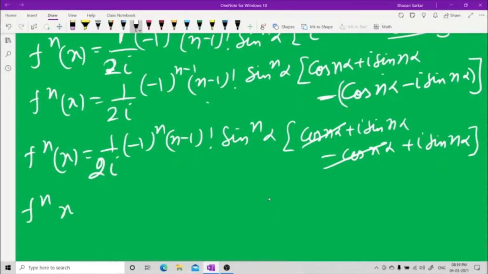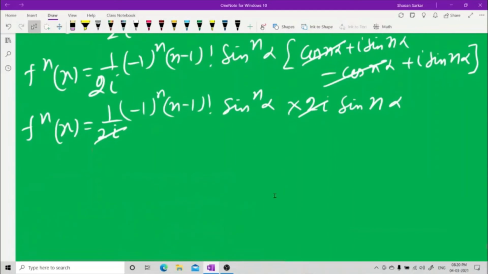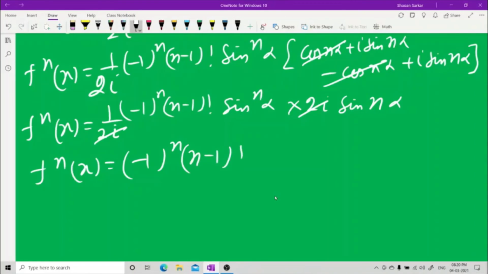f^n(x) is 1 upon 2i, (-1)^(n-1) (n-1)! sin^n alpha, and then you have into 2i sin n alpha. This is power n, and this 2i and this 2i cancel out. What you are left with is f^n(x) = (-1)^(n-1) (n-1)! sin^n alpha into sin n alpha. This is what I need.